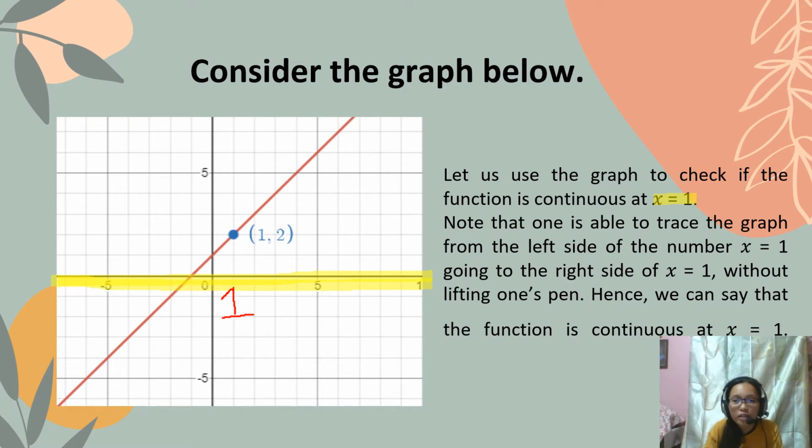So, do not forget that. So, how do you do this? You have to locate the value of x on the correct axis, and then you have to trace the graph using a pen or using your hand. If you have traced it smoothly, then the graph is continuous.